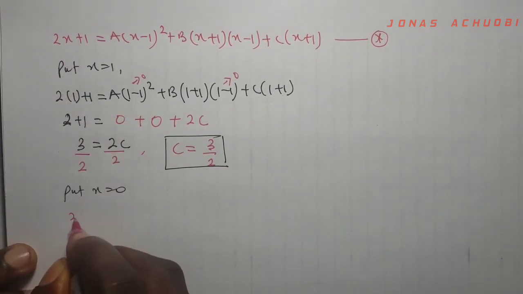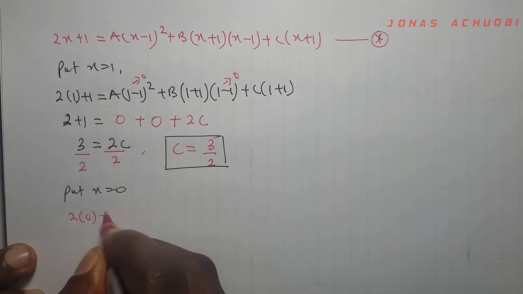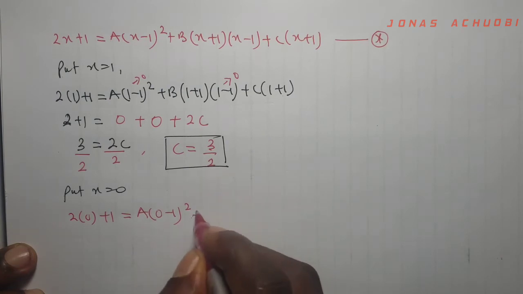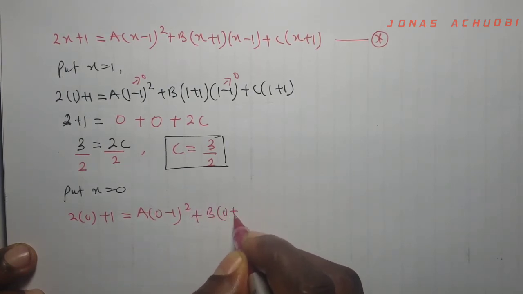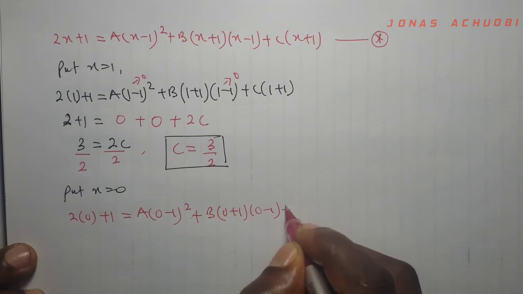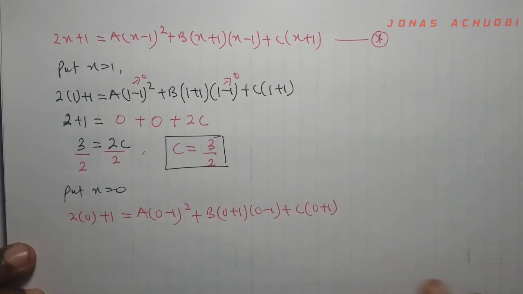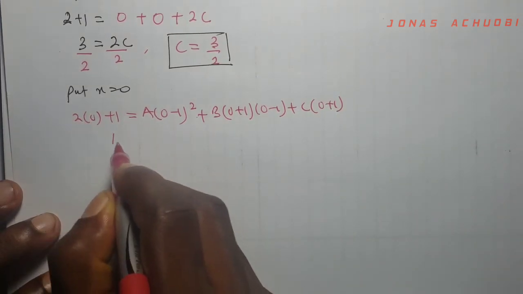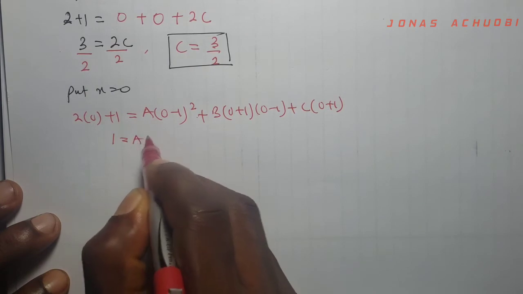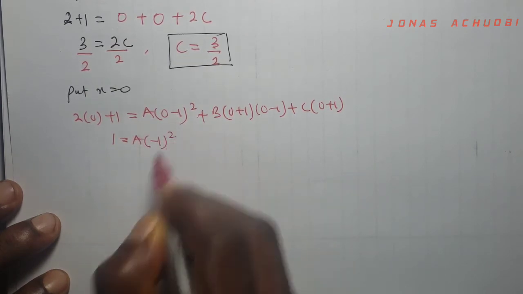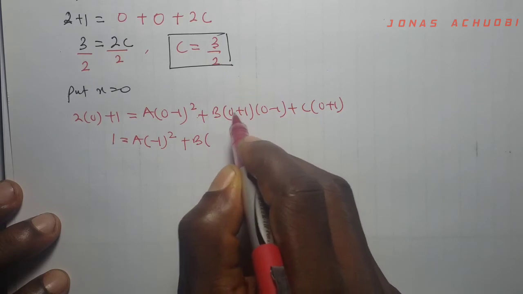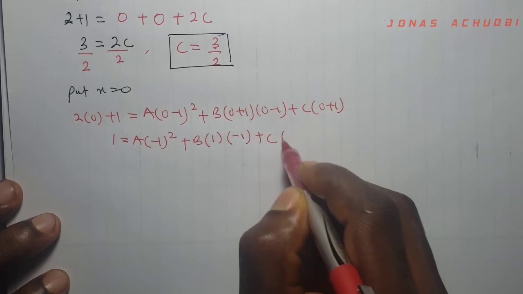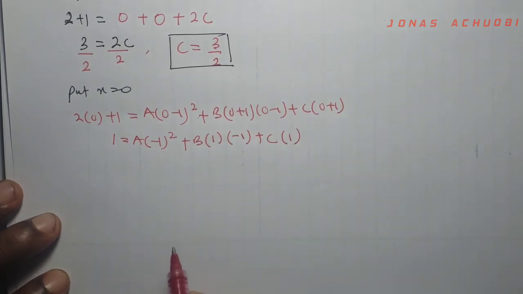So we have here left hand side 2 into 0 plus 1, equal to a into 0 minus 1 all squared, plus b into 0 plus 1, 0 minus 1, plus c into 0 plus 1. Let's simplify this. So 2 times 0 is 0. What is left there is 1, equal to a, 0 minus 1 is minus 1 all squared, plus b, 0 plus 1 is 1, 0 minus 1 is minus 1, plus c into 0 plus 1 is 1.